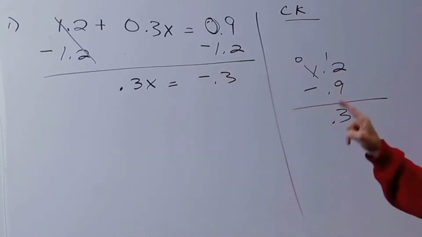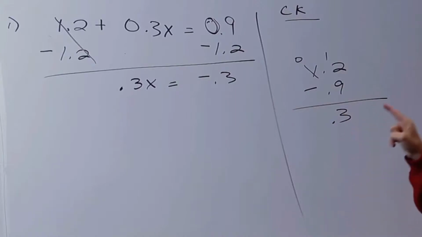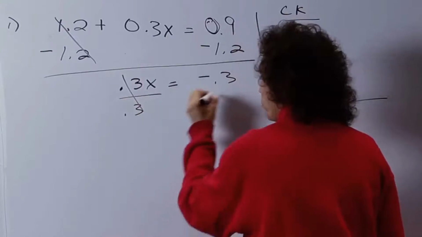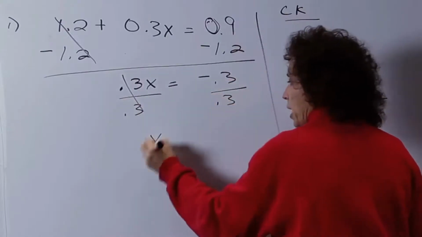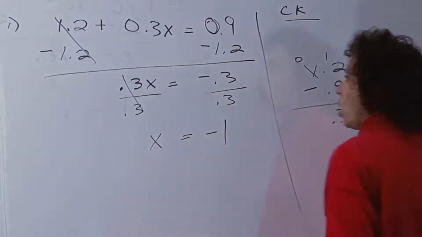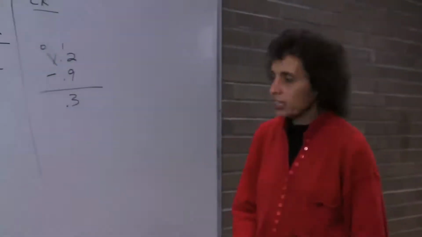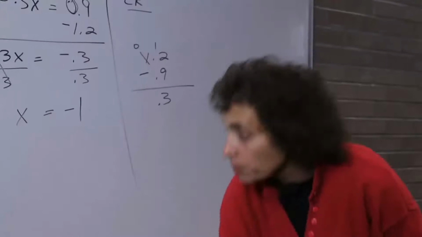Oh, that's beautiful. Because now that's 0.3x equals negative 0.3. So let's take a look at this. We divide by 0.3. We divide by 0.3. X equals, you got it, negative 1. Cool. I picked a good one to check because this is not going to be hard. Let's do it. I'm going to check this.